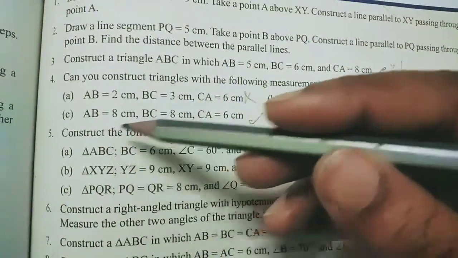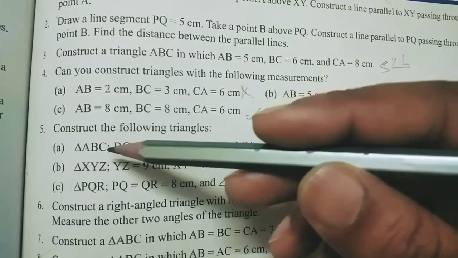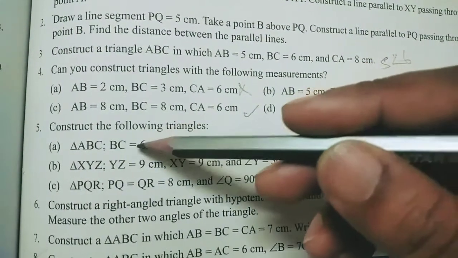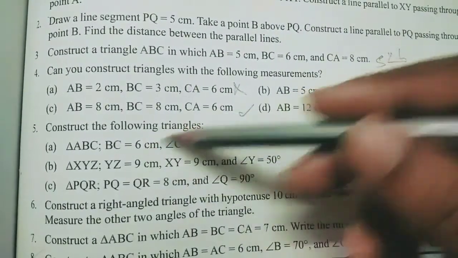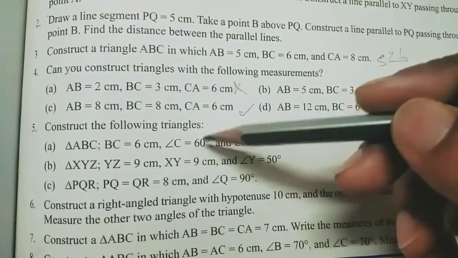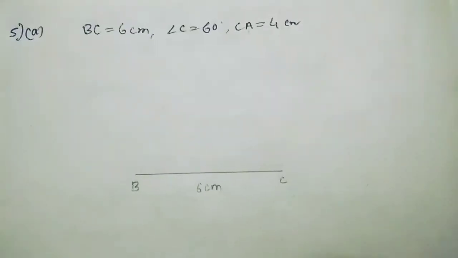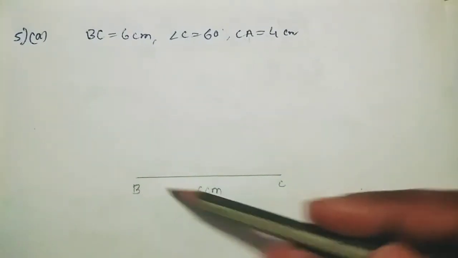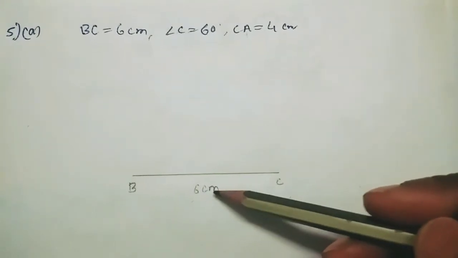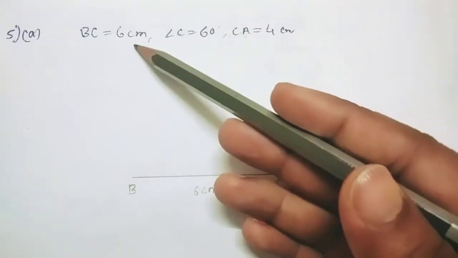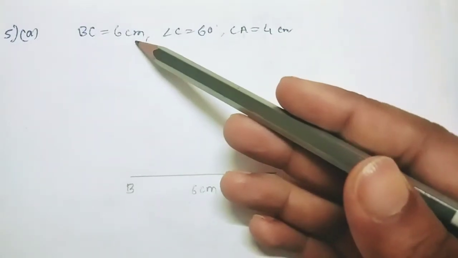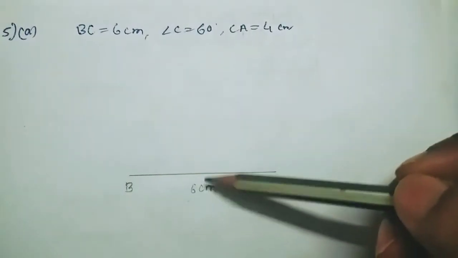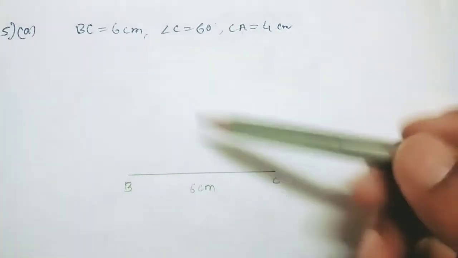Next, question number 5. Construct the following triangles. You have to construct triangle ABC when BC side is given, CA side is given. That means two sides are given and one angle is given. Okay, let's see this. So here we have taken BC as 6 centimeter. We have taken BC as the base because BC is 6 centimeter, CA is 4 centimeter. The longest side we take as the base. So 6 is the longest side, so this is the base.